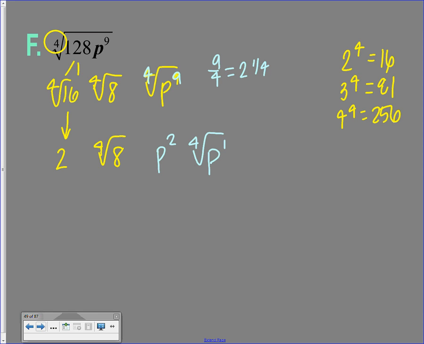Okay, it depends on which way you prefer. Either way it works out the same, and then we're going to put the things that are outside the square root together. So we've got 2p squared times the 4th root of 8p for our final answer. Okay, so this is tricky. There's a lot of steps going on, but just go one by one and hopefully it'll work out.